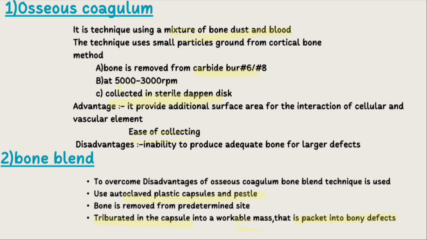Osseous coagulum is a technique using a mixture of bone dust and blood. This technique uses small particles ground from cortical bone. First, bone is removed with a carbide burr, number 6 or 8, at 3000 to 5000 rpm speed, and then collected in a sterile dappen dish.